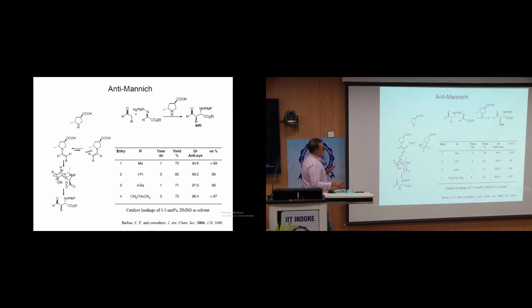Fantastic types of anti-Mannich reactions. He uses protein catalysts delivering very high enantioselectivities, 99, 99, 99, 97, 85, 71%. Catalyst loading, which was being used like 30 mole % by Benjamin List. Here, Carlos's group shows we use 1 to 5 mole % for delivering such good products, showing some complicated mechanisms to deliver this type of anti-Mannich reactions.